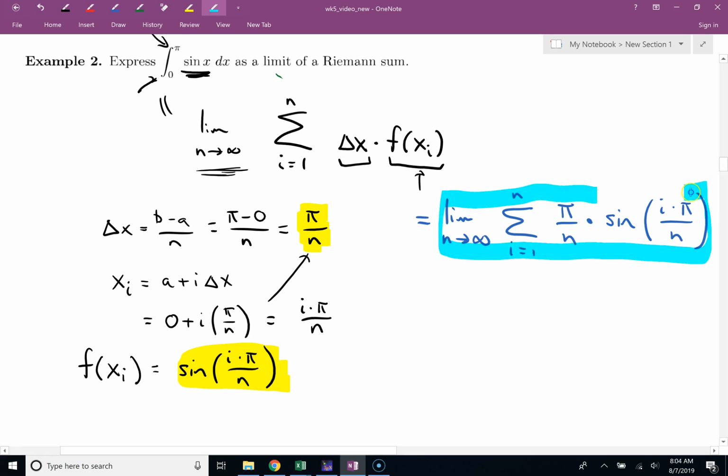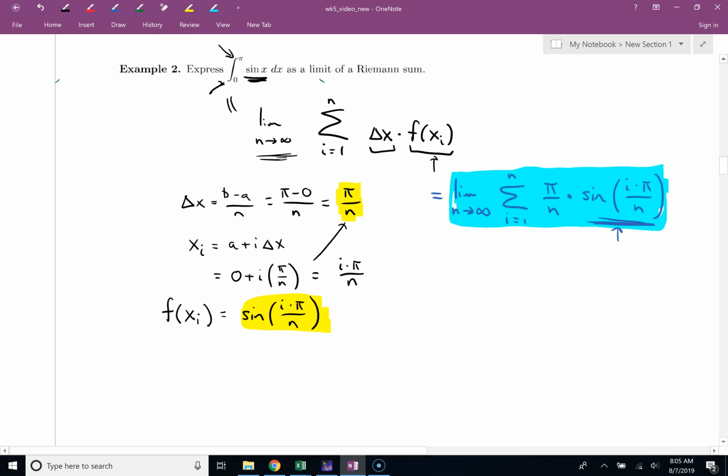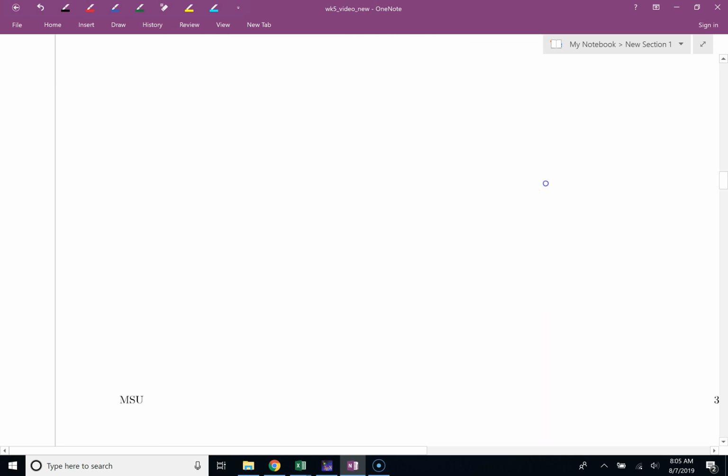And then you also did some problems where you had to evaluate Riemann sums, right? And actually used your sigma rules and all that sort of stuff to evaluate these things out. But sadly, we don't have any sigma rules for this right here. So this would be quite complicated. So that's why this is just expressed and not actually fully evaluated. All right, that is example number 2, expressing this as a Riemann sum.